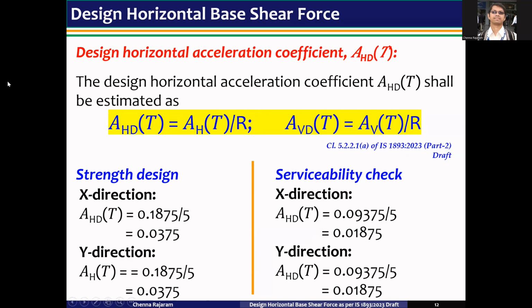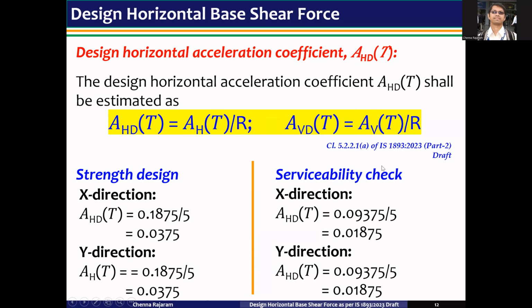Next step, the design horizontal acceleration coefficient AHD of T, which is calculated as AHD of T is equal to AH of T divided by R, where R is equal to response reduction factor. Here also you need to consider strength design and serviceability check both in x direction and y direction. In x direction, the value is taken as AHD of T is equal to 0.1875 divided by 5, where 5 is the response reduction factor, which comes to 0.0375 both in x direction and y direction.